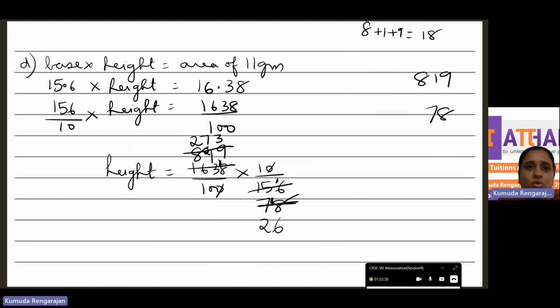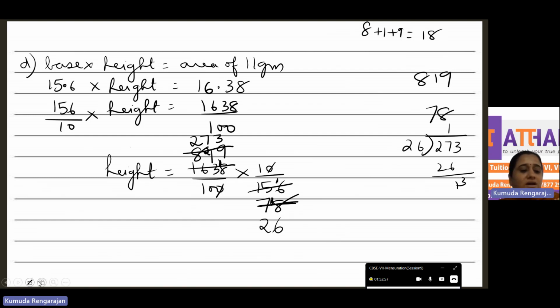26 is divisible by 2, but 273 is not divisible by 2. So let us try 26 itself. We'll try. No harm trying. 26. It will not come. Okay, so 26 ones are 26. 1 is the remainder, 3.